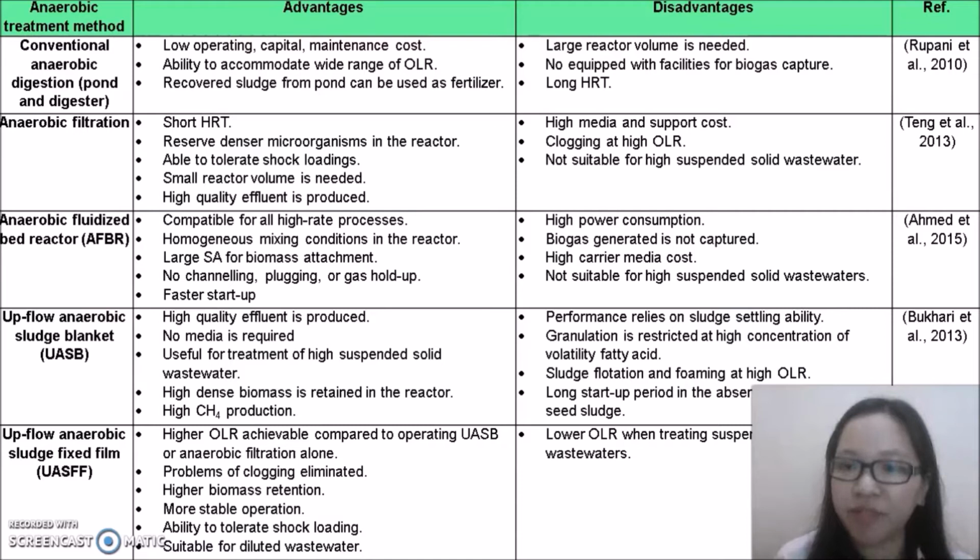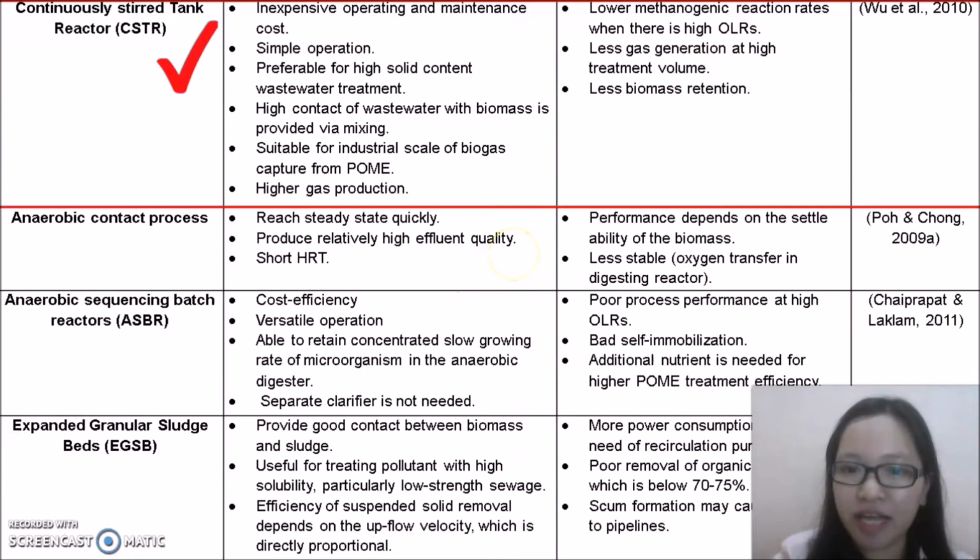The criteria for the selection of reactor is based on the operating cost, simplicity, and efficiency. With regards to this, CSTR is chosen as the optimum and best fitted reactor due to several reasons, such as it is simple to operate, continuous mixing causes a good contact between the foam and microorganisms, low operating and maintenance costs, and most importantly, it is suitable to use for industrial scale of the treatment of foam.